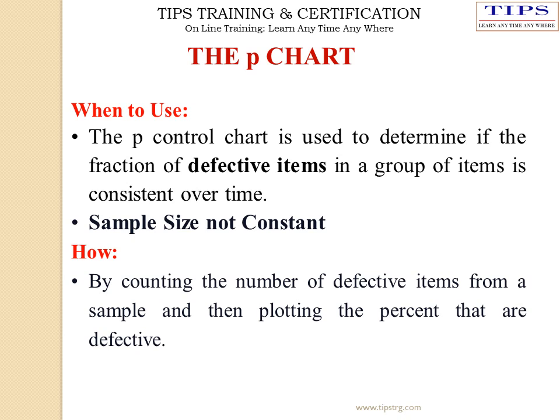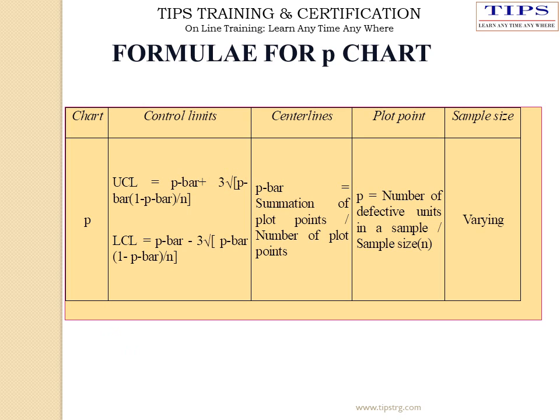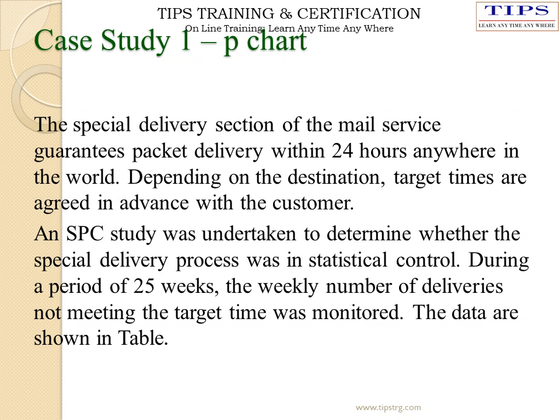How are we going to calculate? By counting the number of defective items from the sample and then plotting the percentage that are defective. This is the formula for upper control limit and lower control limit for the P chart. This is one of the examples provided for the P chart.